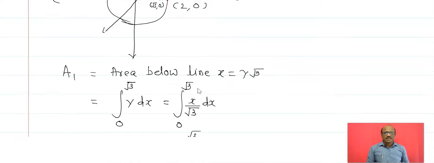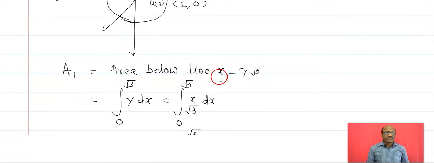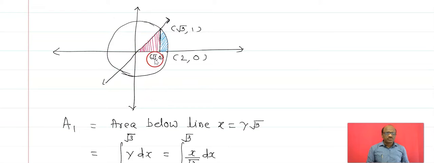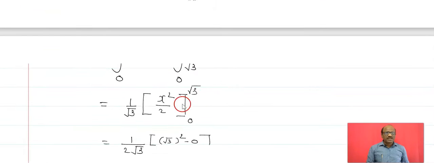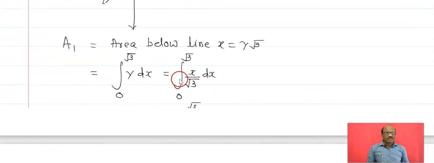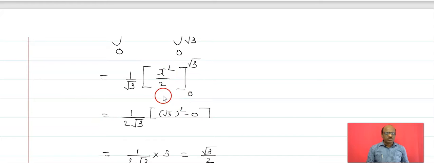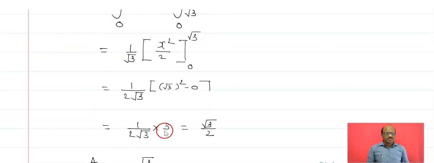Now let us start. A1 is equal to the area below the line x is equal to y root 3. What is the value of y? That is the integral from 0 to root 3, where x varies from x is equal to 0 to x is equal to root 3. Therefore the integral from 0 to root 3 of y dx, that is the integral from 0 to root 3 of x upon root 3 dx. Now the integral of x is x square upon 2, from 0 to root 3, times 1 upon root 3. Substitute x is equal to root 3, then root 3 square is equal to 3. That is 1 upon 2 root 3 into 3, and then you will get 3 upon root 3.